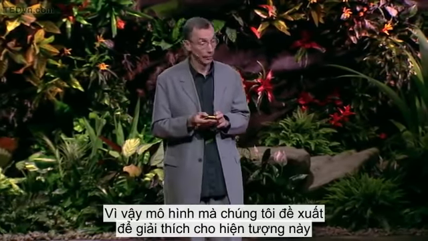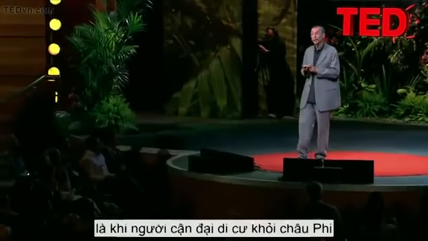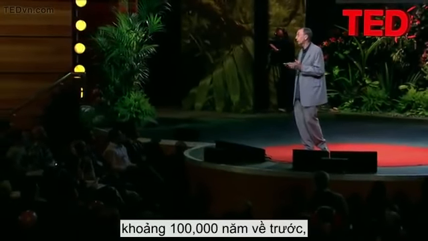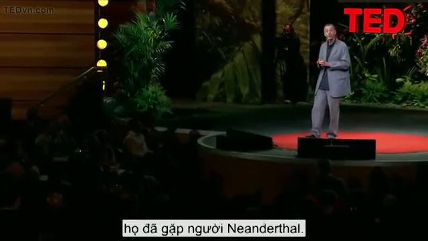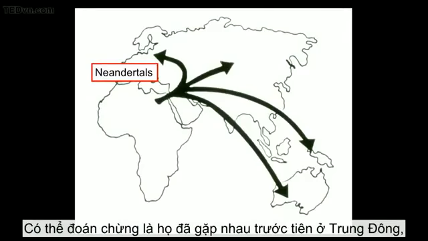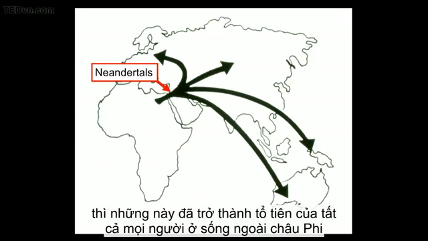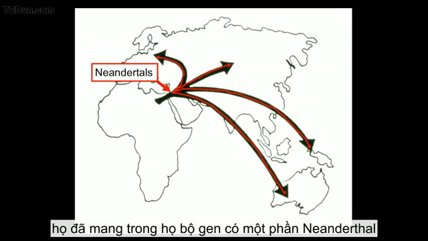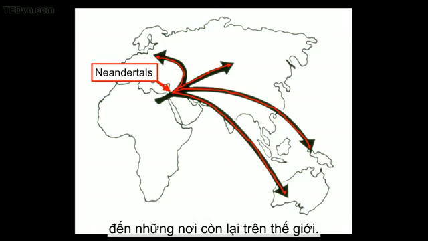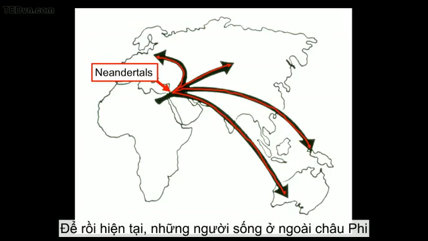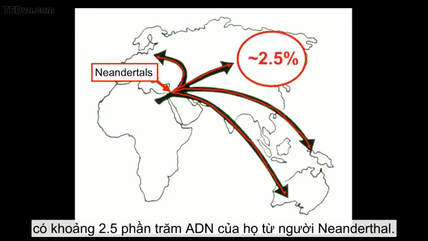So the model we've proposed to explain this is that when modern humans came out of Africa, sometime after 100,000 years ago, they met Neanderthals. Presumably, they did so first in the Middle East, where there were Neanderthals living. If one then mixed with each other there, then those modern humans that became the ancestors of everyone outside Africa carried with them this Neanderthal component in their genome to the rest of the world. So that today, then, people living outside Africa have about 2.5% of their DNA from Neanderthals.